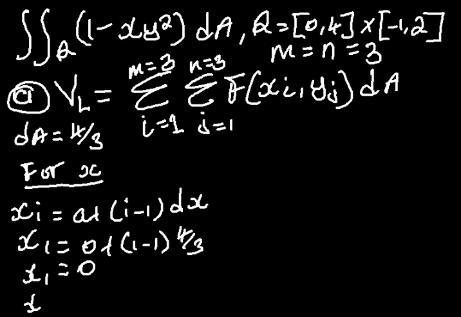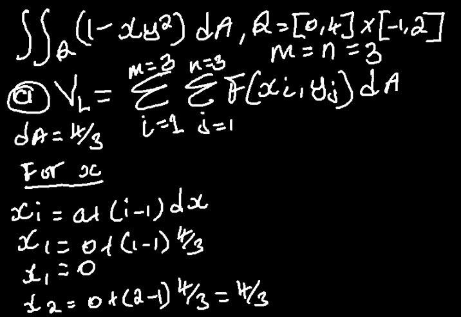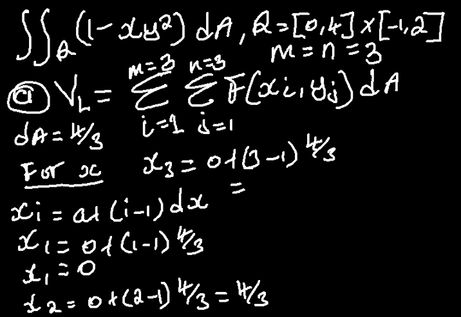And how about x2? We'll have it as 0 plus 2 minus 1 times 4/3, and what would that be? We'll have it as 4/3. And until we reach x3, x3 is given as 0 plus 3 minus 1 times 4/3. In this case, that should be 8/3.